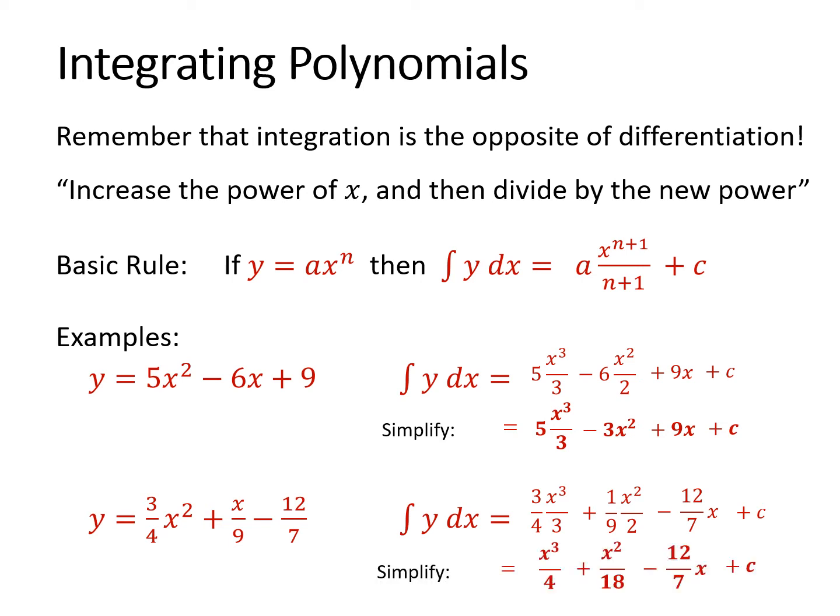So let's just simplify that and show that correctly. So it's a quarter x cubed, or x cubed over 4. And we've got an 18th x squared, or x squared over 18. That's how you integrate polynomials.